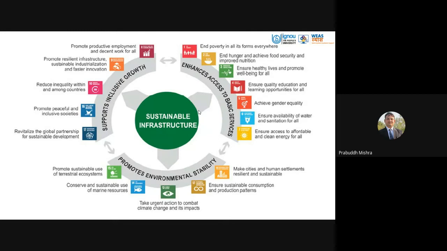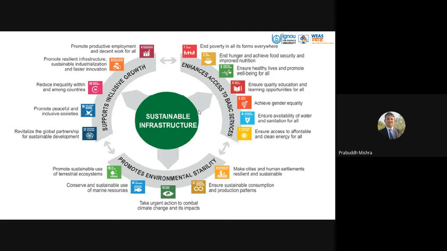As you can see, the small blocks are the SDGs, sustainable development goals, which run from 2015 to 2030. They have 17 goals, 169 targets, and we have a dream. Under these sustainable development goals, we dream that we are going to make this world a better place, hunger-free, poverty-free, with better sustainable infrastructure, with gender equality and all. So in that we see how sustainable infrastructure fits.